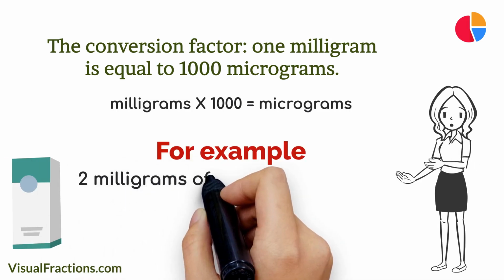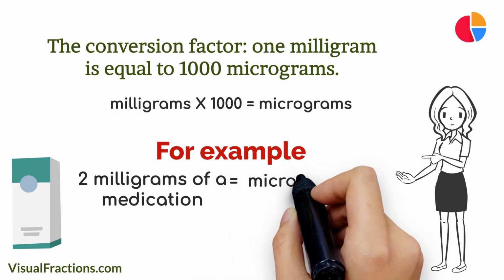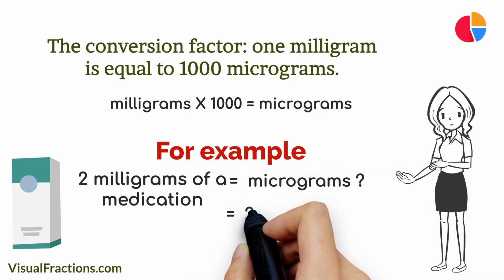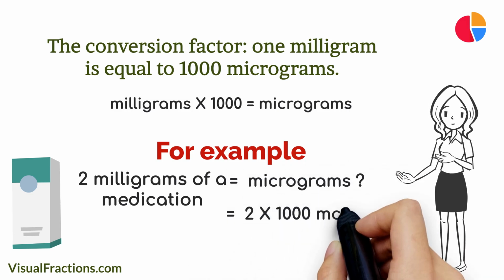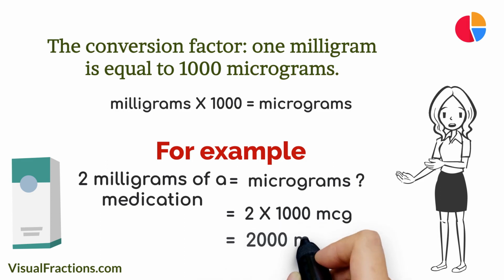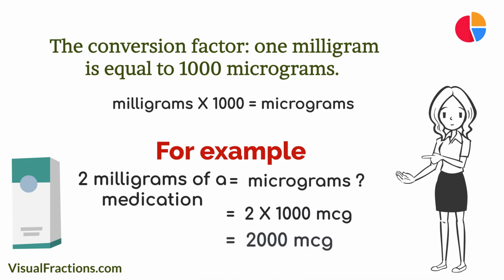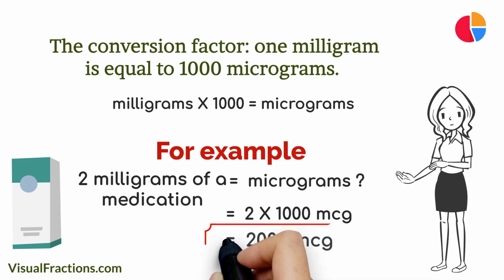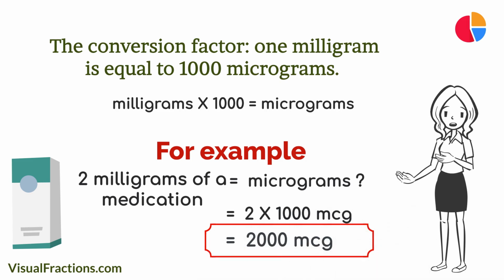Say you have 2 milligrams of a medication that you need to convert to micrograms. We start by multiplying 2 by 1,000. This gives us 2,000 micrograms. And that's it, we're done. 2 milligrams is equal to 2,000 micrograms.